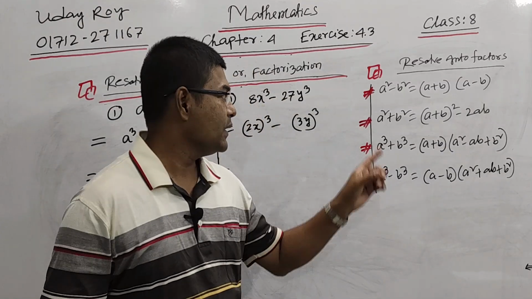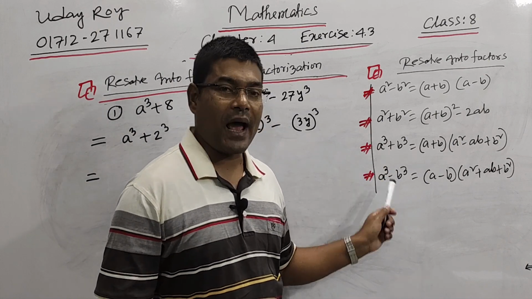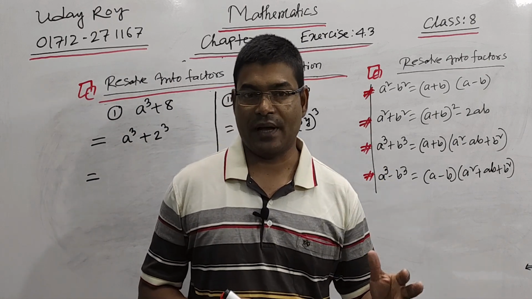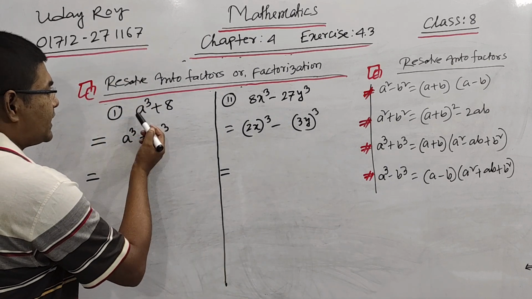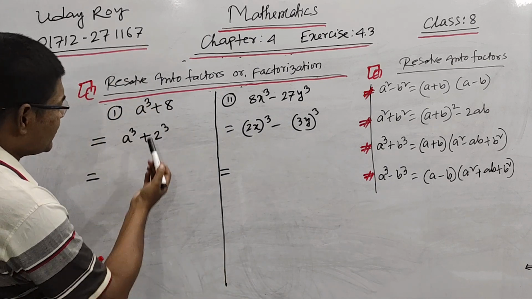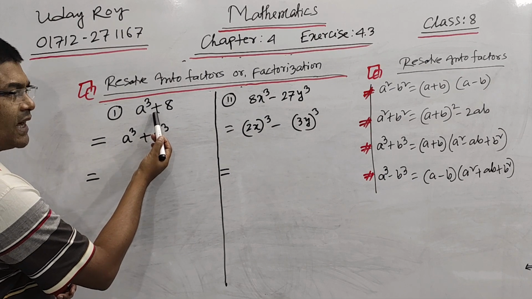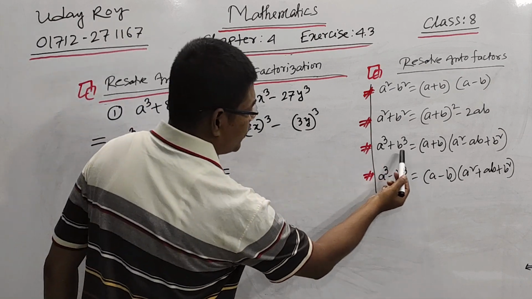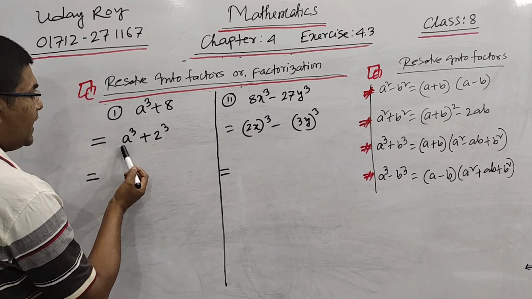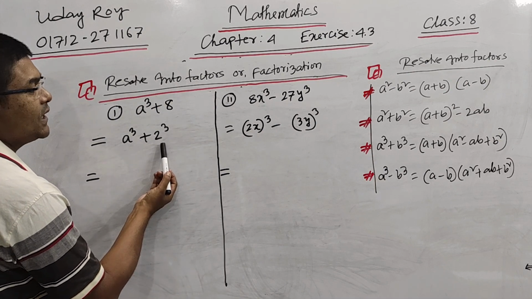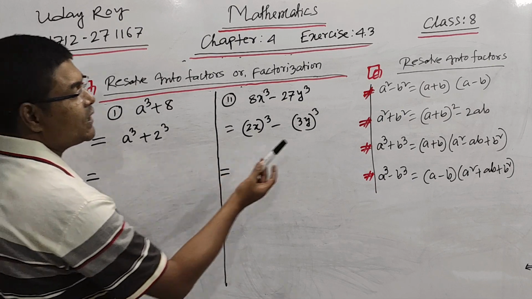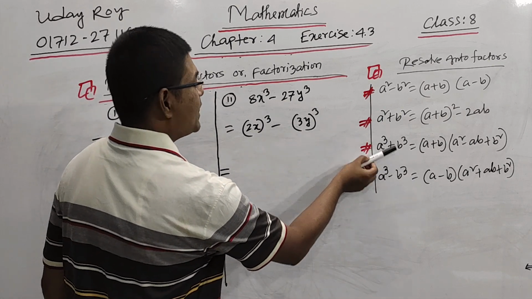Now we will solve a cube plus b cube and a cube minus b cube type maths. So please follow the word. Here is a cube plus 8. You can see here is plus. So a cube plus b cube. 8 means 2 cube. So we have got a cube plus b cube. If you can see plus, you have to follow this, a cube plus b cube.